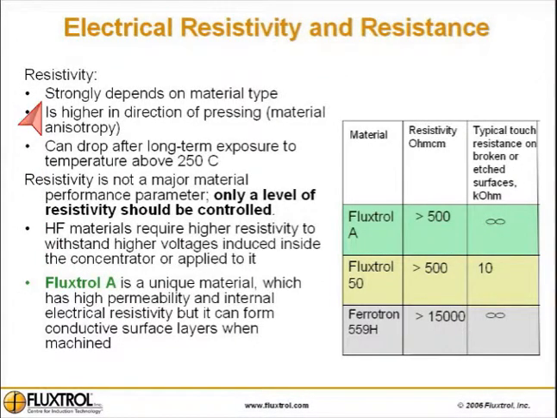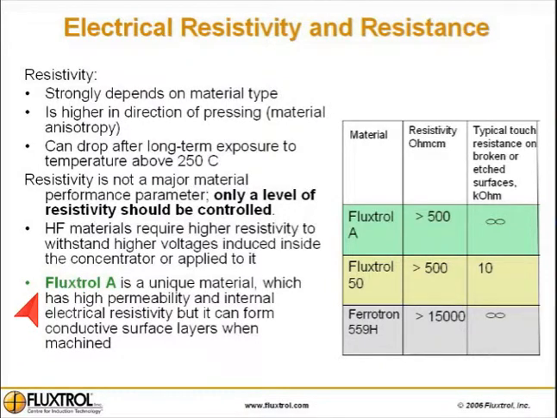Electrical resistivity and resistance. Resistivity strongly depends on material type. It is higher in direction of pressing. It can drop after long-term exposure to temperature above 250 degrees Celsius. Resistivity is not a major material performance parameter. Only a level of resistivity should be controlled. HF materials require higher resistivity to withstand higher voltages induced inside the concentrator or applied to it.